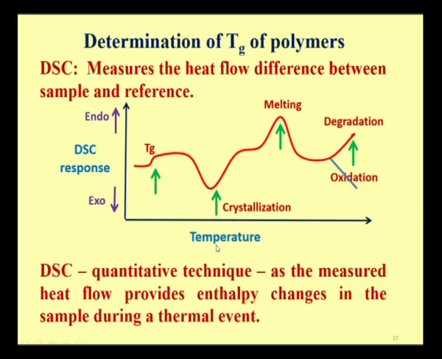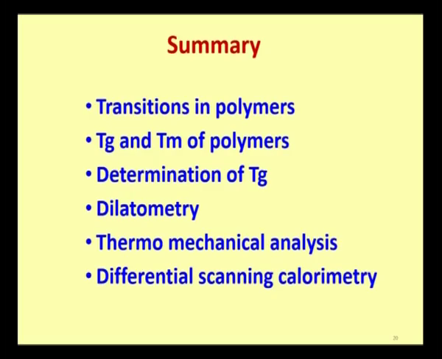Other than these basic methods, there are also other thermal methods like DMA and other methods which we will see in the later classes. So, in summary, in today's class we have seen the transitions in polymers, what is Tg and Tm of polymers, how do we determine the Tg value by making use of various techniques like dilatometry, thermomechanical analysis and differential scanning calorimeter. Of course, we will be doing the dynamic mechanical analysis method and the thermogravimetric analysis, which are also very useful tools to determine the thermal properties of polymers, in the next class.